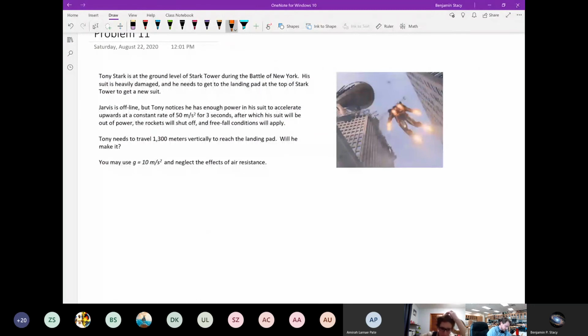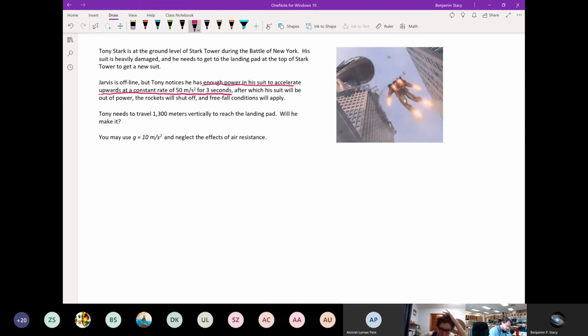Basically what's going on, Iron Man's near the ground and he needs to get up to the top of a building. So we get some information, like he has enough power in his suit to accelerate upwards at a constant rate of 50 meters per second squared for 3 seconds, after which his suit will be out of power, rockets shut off, and free fall conditions apply. So he's accelerating upward and speeding up, just like a car that's traveling horizontally is speeding up, but then you take your foot off the gas.